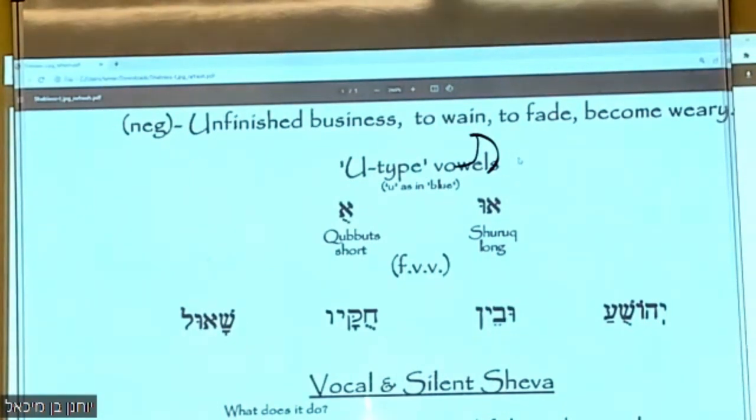So we have shuruk. Say it with me. Shuruk. And we have kibbutz. See? Long, shuruk, and short, kibbutz. Do you understand what I'm trying to tell you? That's the difference. When I tell you that they say their names, they also tell you how long to hold them. Right? Kibbutz, shuruk and kibbutz. Long, short.